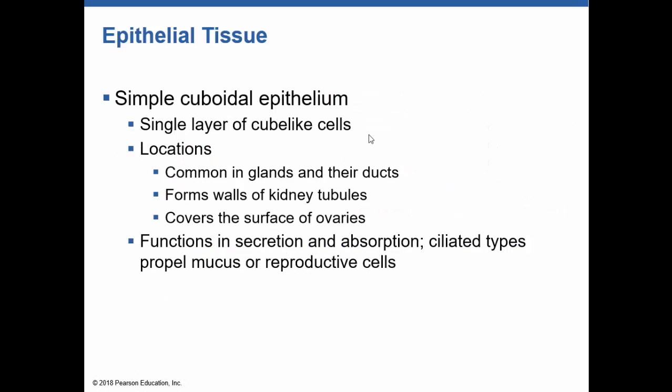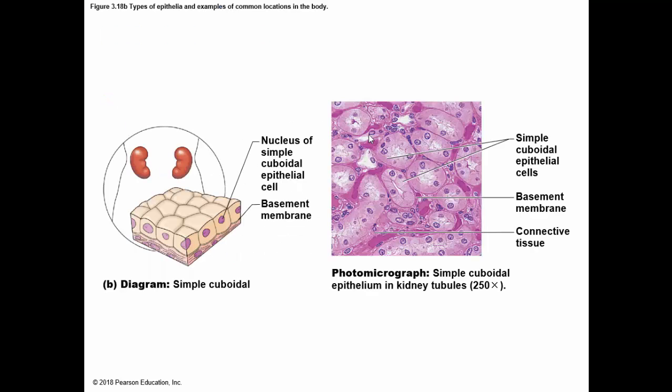Simple cuboidal. These are going to be found commonly in glands, the walls of your kidney tubules, even the surface of the ovaries. These can have cilia, which are these little hair-like protrusions that actually help to move things like mucus or even, in parts of the reproductive cells, to help things move around. That's not the same thing as the sperm flagellum. That's a different thing. Okay, these are more like little hairs that cover the surface of the cell, not just a big single tail.